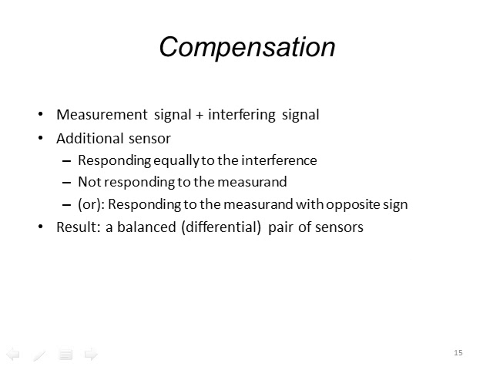Compensation: if we have a measurement signal plus an interfering signal, one way to do this is adding a sensor, and this additional sensor will respond equally to the interference, not responding to the measurand. Okay, so we have a sensor that basically detects the interfering signal, and then it responds to the measurand with an opposite sign, so that when we combine them together, it subtracts the common error signal, but you can retain your original measurement signal. And basically this is a balanced differential pair of sensors.